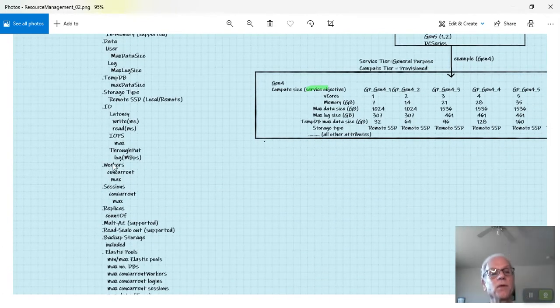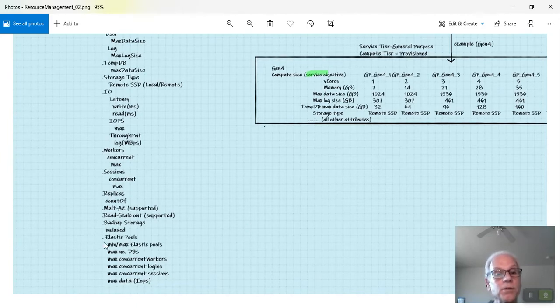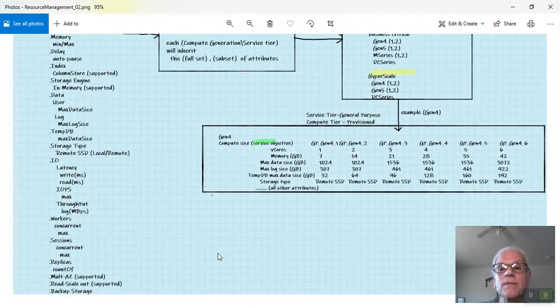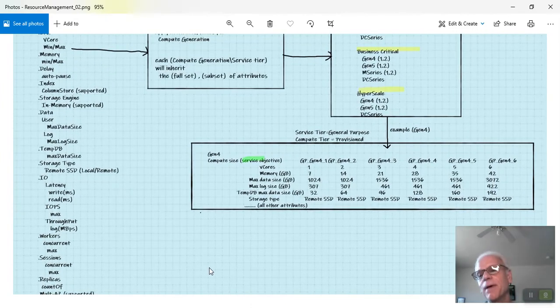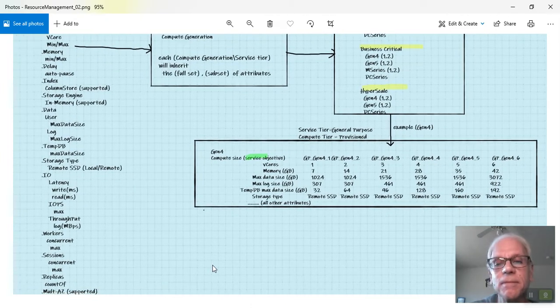We talked before about the workers, concurrent workers, sessions, concurrent sessions, the max. We didn't talk about, but also elastic pools: there's min and max elastic pools, the maximum number of databases, the max concurrent workers, the max concurrent logins, all right? Max concurrent sessions, data IOPS, throughput. These things you have to be concerned about and understand before you design a system, please.